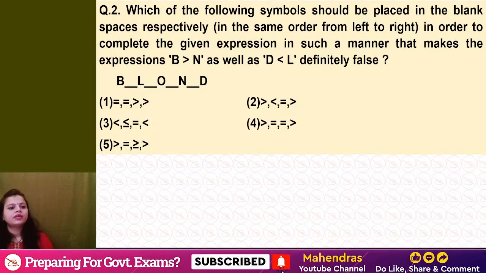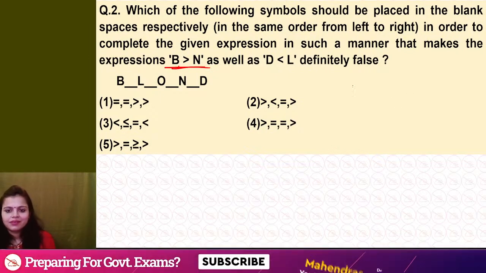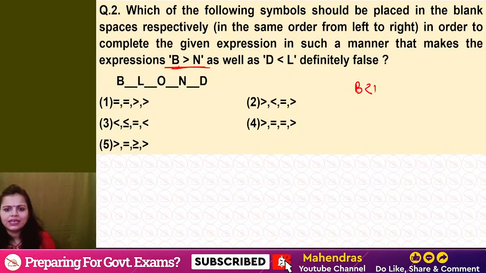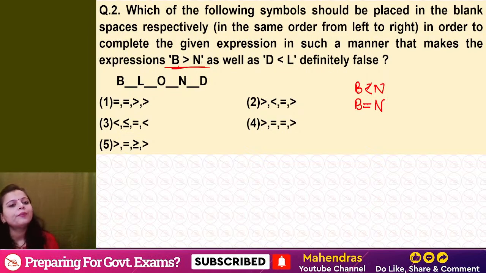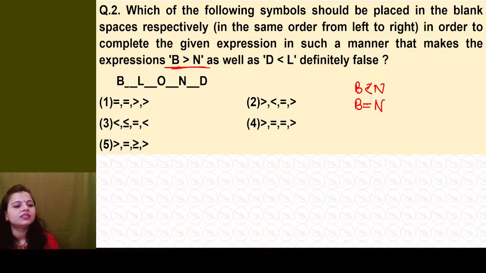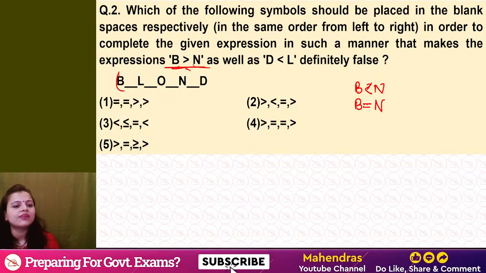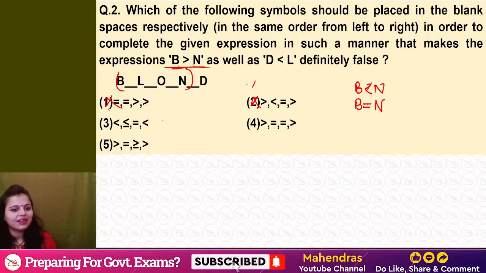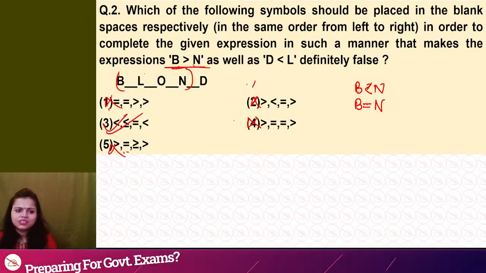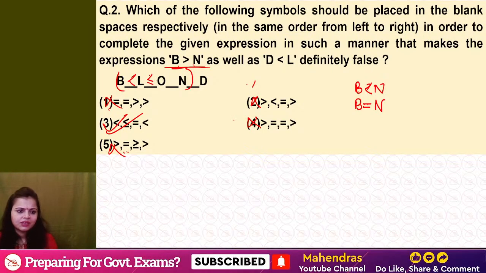Option 3. Very good. Okay. So B is greater than N. That means you have to prove either B less than N or B equal to N. Right? B less than or equal. That means between B and N we need all the signs from the less family. So according to option first one, no. Second, no. Third, yes, correct. Fourth, no. Fifth, no. So your answer is option 3. Just put all the signs. You can check.